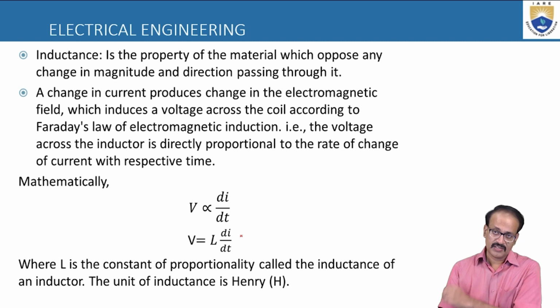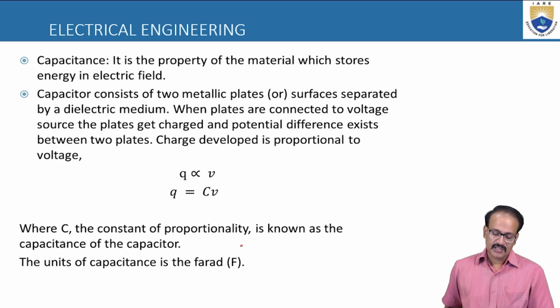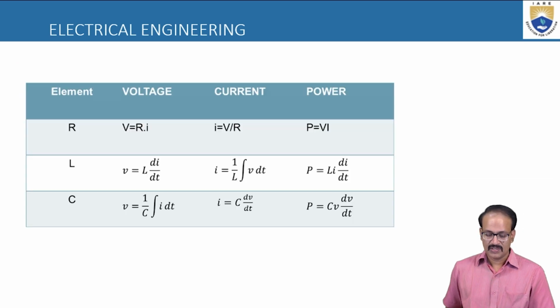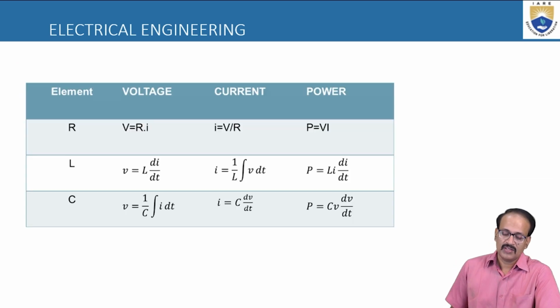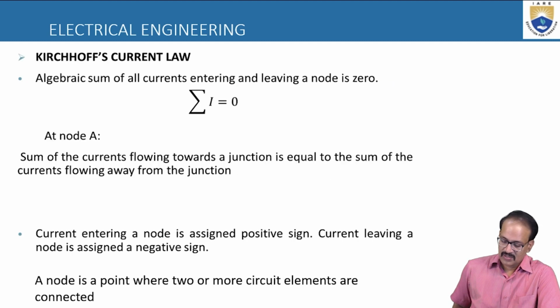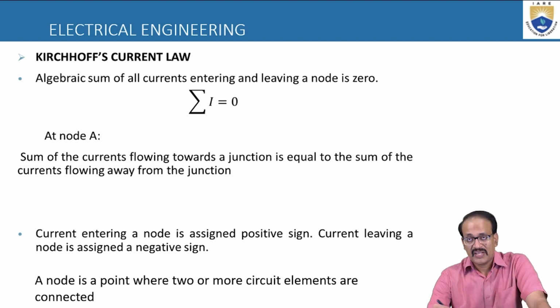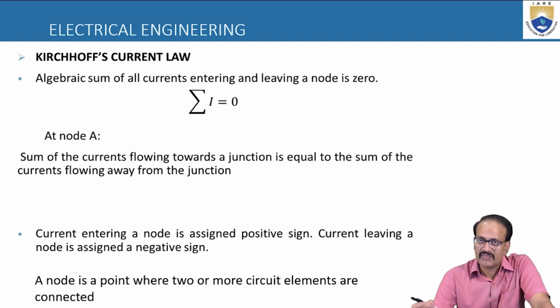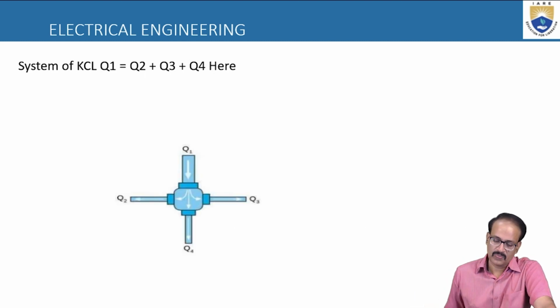So this is the relationship between the voltage and the conductance. V is equal to L dI/dt and Q is equal to CV. And these are the formulas for representing resistance, capacitance and inductance. And KVL and KCL. So the algebraic sum of the currents at a node is equal to 0, or the sum of the currents entering is equal to the sum of the currents leaving at a node.